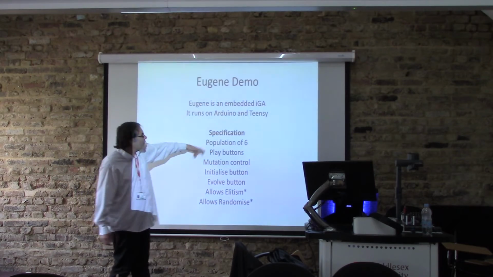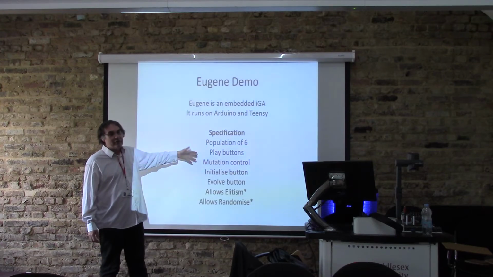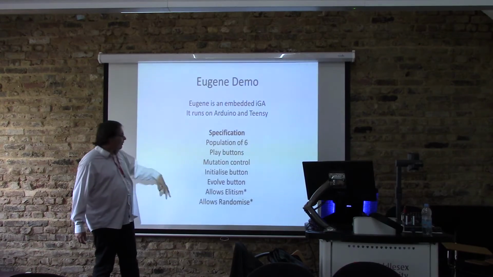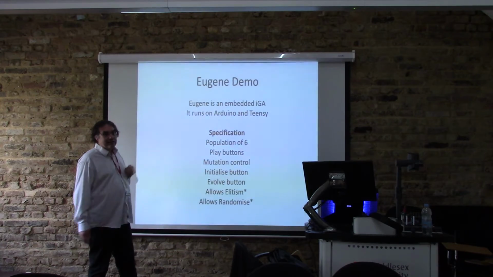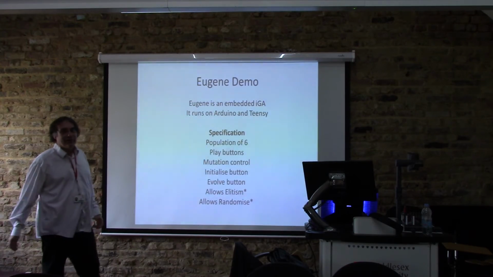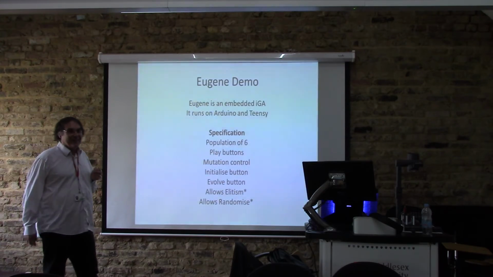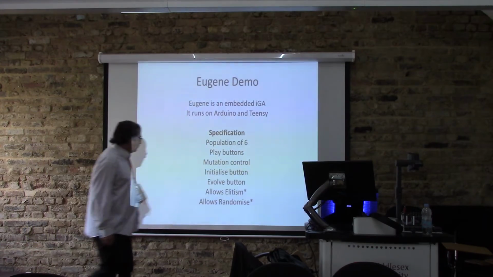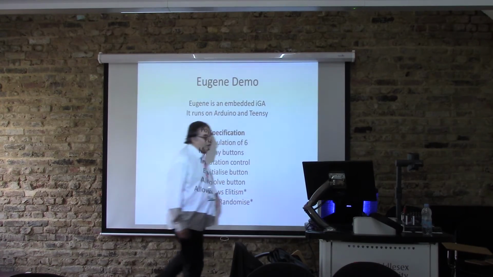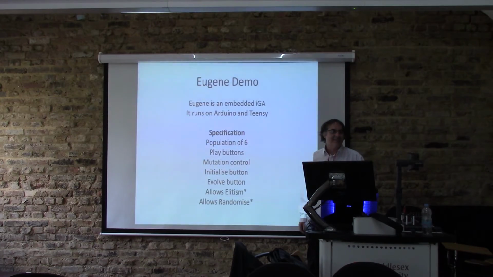And I have play buttons so I can trigger whatever events I want to happen in the code. It has a mutation control, so I can adjust the amount of mutation a little bit. I have an initialize button and an evolve button, and that's it. It's quite simple. If I get something I really like and want to keep, I can save it on the synthesizer with save the sound. That's one of the great things about digital synthesis. You can save stuff. So it does allow this thing of elitism. And it does allow you to re-randomize sounds.